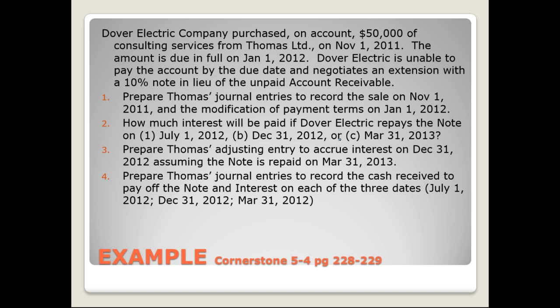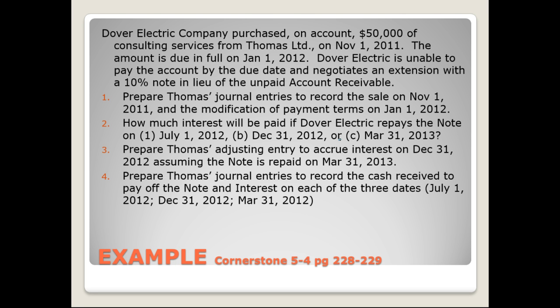So let's deal with an example. Cornerstone 5.4 in your book talks about Dover Electric Company. They purchased on account $50,000 of consulting services from Thomas Limited. They did this on November 1st. The amount was due in full 2 months later, 60 days, on January 1st, 2012. Unfortunately, Dover Electric was unable to pay that amount on the due date, so they negotiated an extension with a 10% interest rate, in lieu of the unpaid account receivable. So they've got a note now instead of an account receivable.